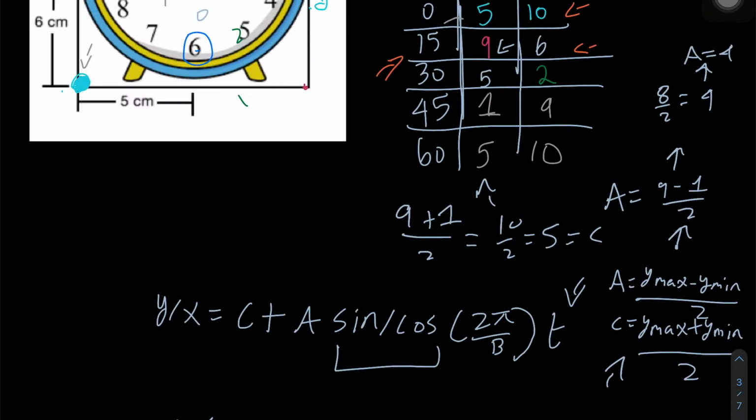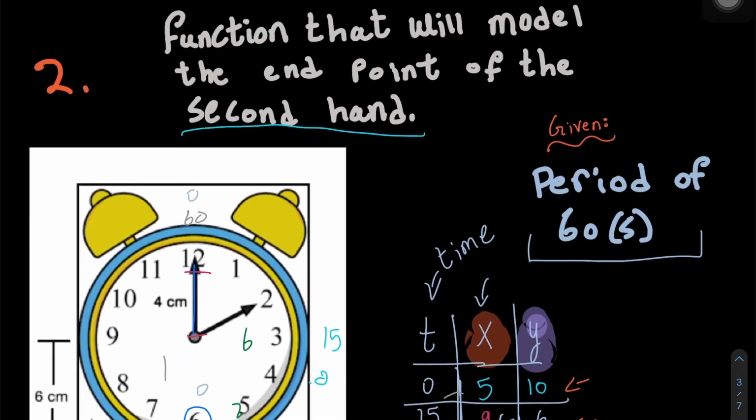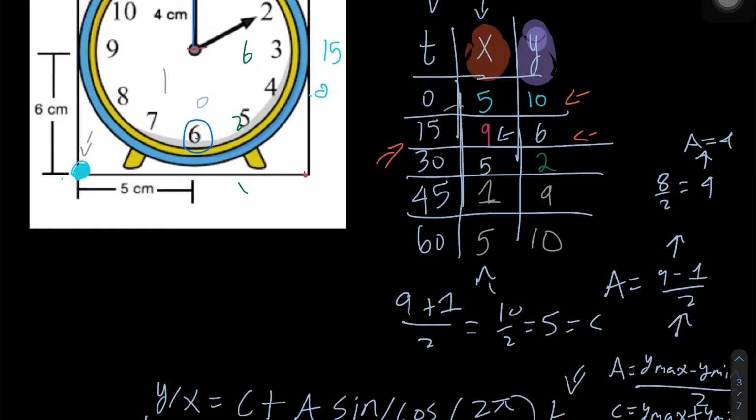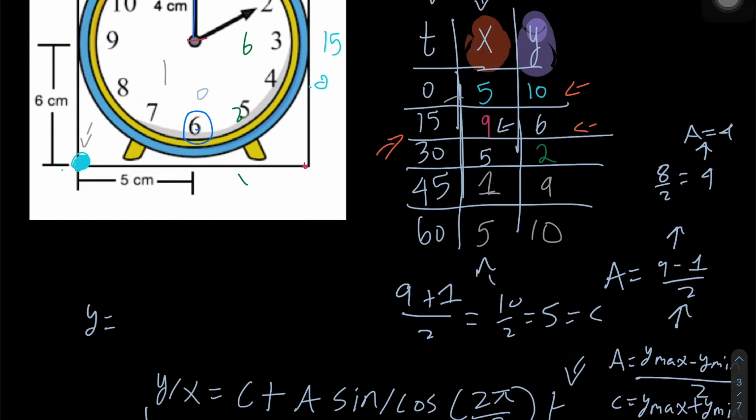Now let's find our y equation. We're going to use the same base sinusoidal equation, which is y or x equals c plus a sine or cosine times 2 pi over b, or our period, times t. Now we have to do y, so we're going to look at our y column in our table. So we have y equals c plus a. Let's do c and a.